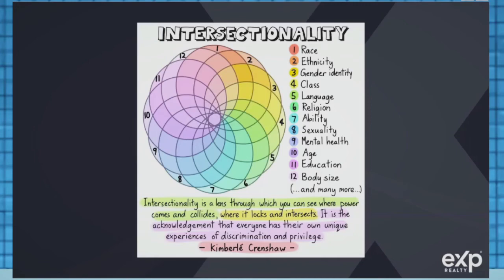And then the quote from Kimberlé says, intersectionality is a lens through which you can see where power comes and collides, where it locks and intersects. It's the acknowledgement that everyone has their own unique experiences of discrimination and privilege. And when we talk about discrimination and privilege, we also want to make sure that we highlight that both are possible in intersectionality. So in that example we were giving about Hispanic women making 57 cents on the dollar compared to a white cisgendered male, that white cisgender male, because he's all three of those things, experiences privilege. That's another piece of intersectionality.